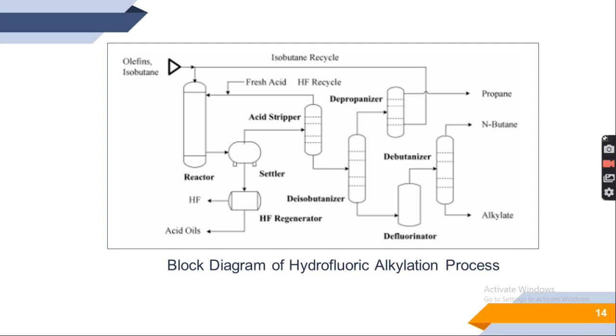recycled back. After this, the hydrocarbons are sent to the fractionating column, which consists of the depropanizer, deisobutanizer, and debutanizer, so that the hydrocarbons can be separated into their various components which are propane, N-butane, alkylate, and isobutane. The isobutane recovered is then sent back as a recycle.